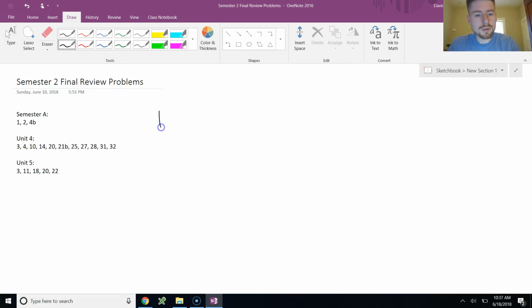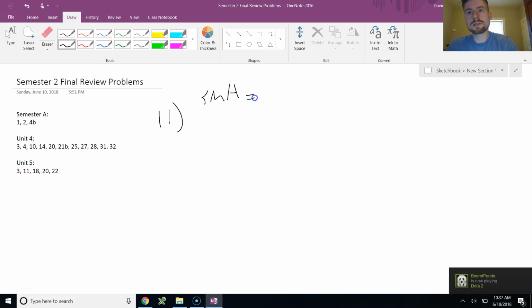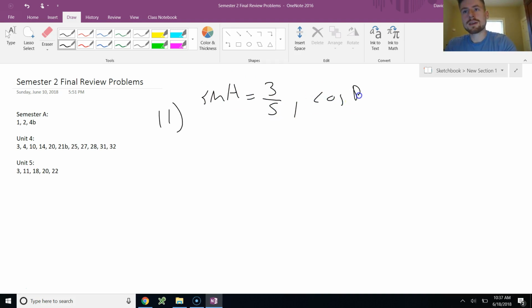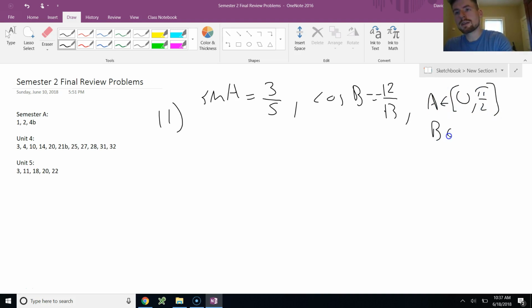Okay, the next problem is number 11, which is given sine of A equals 3/5, cosine of B equals negative 12/13, and A is between 0 and pi over 2, and B is between pi and 3 pi over 2.